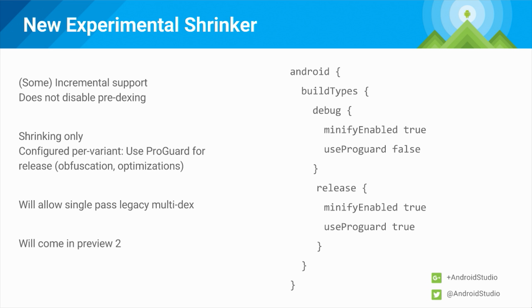So you do have to enable minify still. But in debug, you would say useProguard false, and in release, you would say useProguard true. Actually, it's true by default, so you don't need to say it. But this is what would happen here.